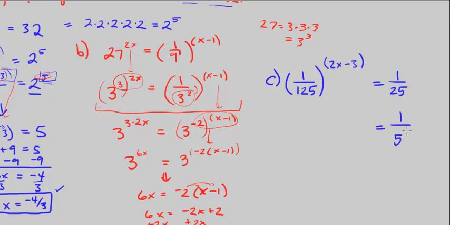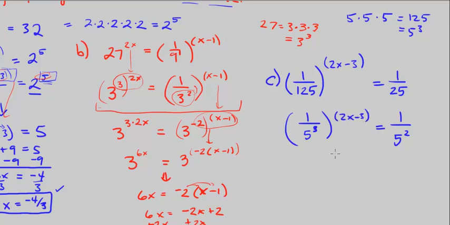Well, we know 5 squared is equal to 25, right? 5 times 5 is 25. But how do we get 125 on the left? Well, 5 times 5 is 25, times 5 is 125. Okay, so we know 125 is equal to 5 to the third power. Okay, so let's change 125 to 5 cubed, right? That's the third power, to the 2x minus 3 power.